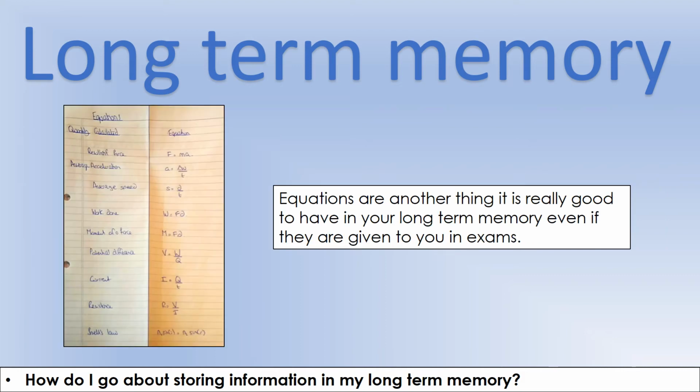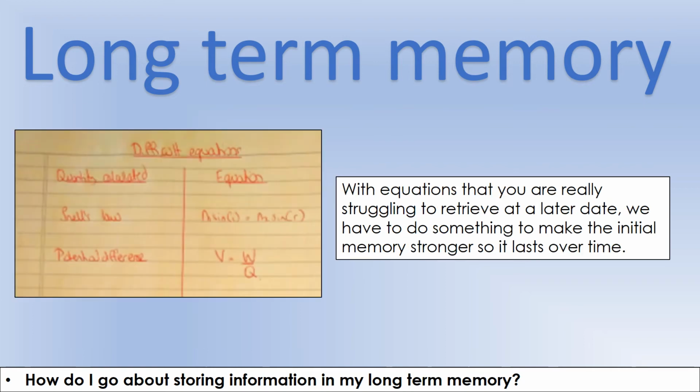Okay. Another thing we can think about doing this for is equations, because as I said, it's really good to have equations in our long-term memory. So having a sheet which is split in half with what we're calculating and the equation to calculate it, again, really useful. Even if it's given to you in exams, we want to have these in our long-term memory. And again, what I'd have is, okay, so I'm struggling to remember these two equations. I've got them on a difficult equations list. So that can be useful to us.